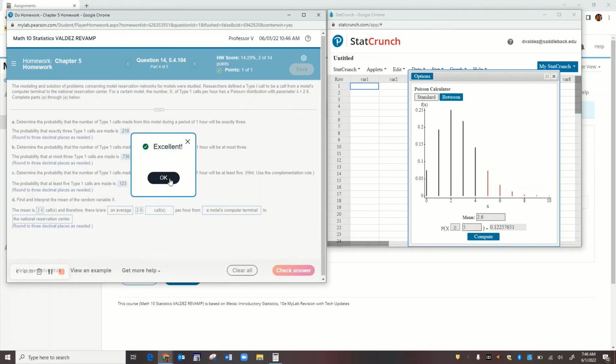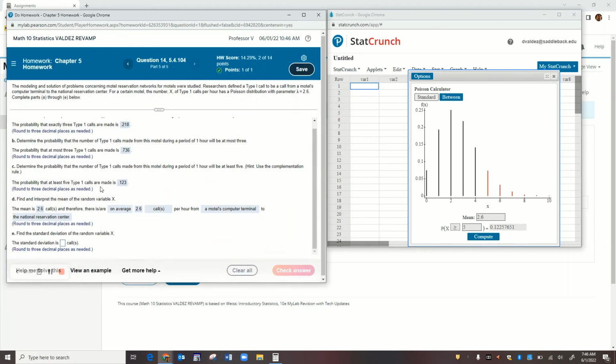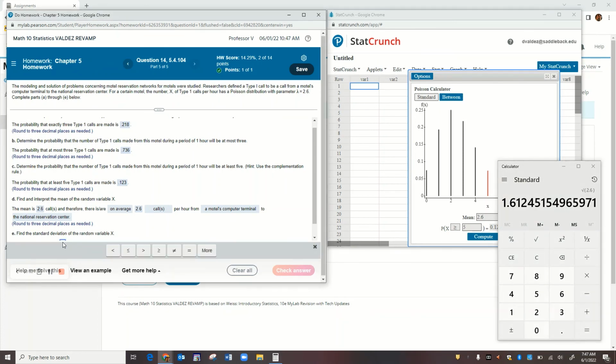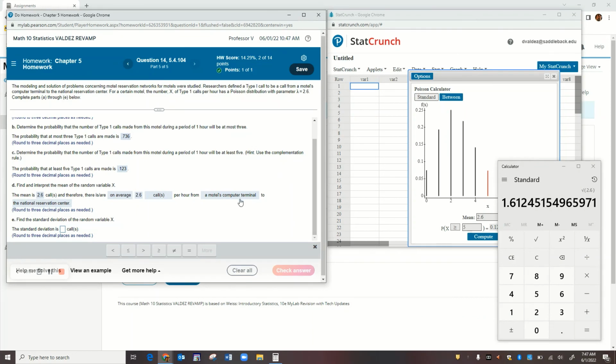I do want you to know, I didn't finish. Find the standard deviation of the random variable x. Remember, standard deviation is just the square root of lambda. Lambda was 2.6. So just type that in, 2.6, and then we're going to take the square root, 1.612, if I'm rounding to 3 decimal places. 1.612.